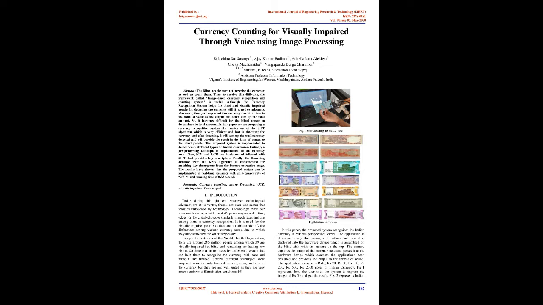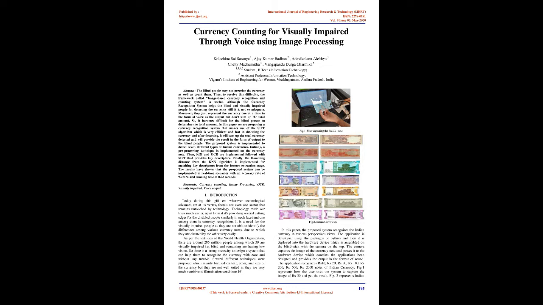Initially, a pre-processing technique is implemented on the currency note. Then, ROI and OCR are implemented, followed by SIFT that provides key descriptors. Finally, the Hamming distance from the KNN algorithm is implemented for matching key descriptors from the feature extraction stage. The results have shown that the proposed system can be implemented in real-time scenarios with an accuracy rate of 93.71% and a running time of 0.73 seconds. Keywords: currency counting, image processing, OCR, visually impaired, voice output.